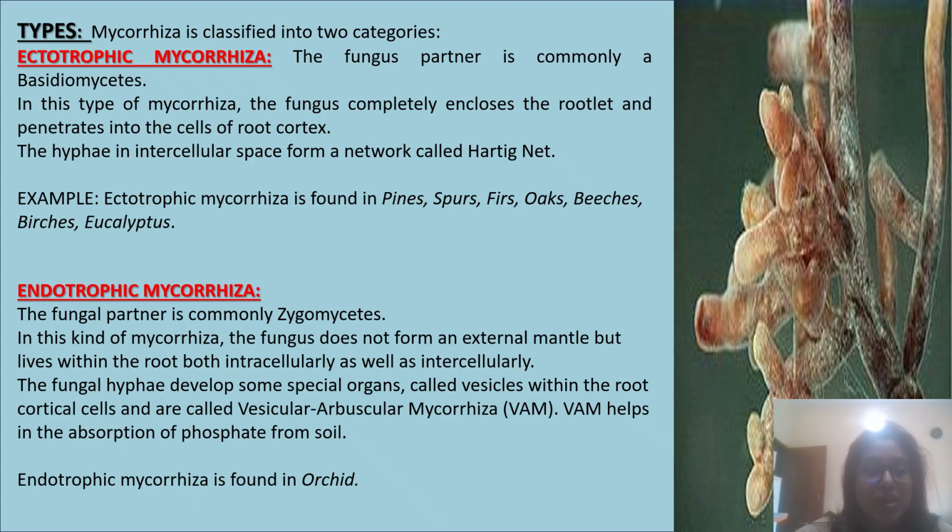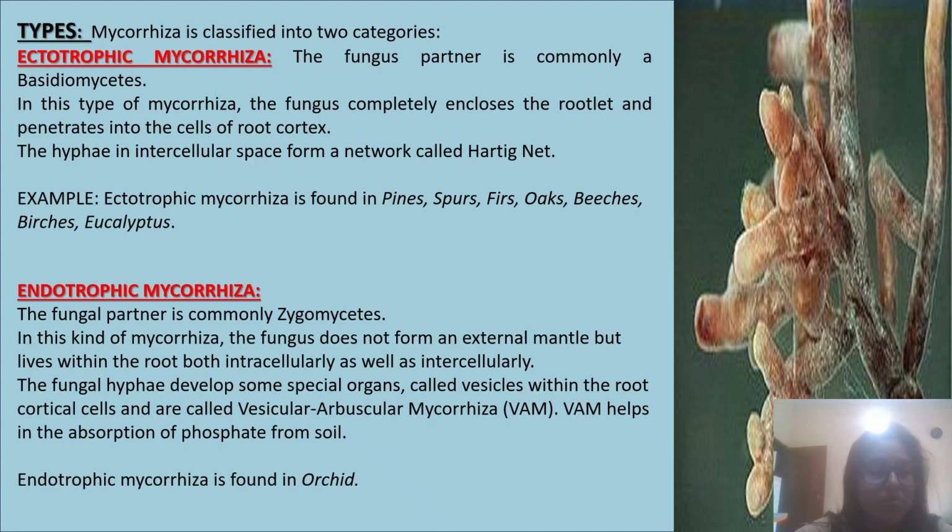In this type of mycorrhiza, the fungus completely encloses the rootlet and penetrates into the cells of the root cortex. The hyphae in the intercellular space form a network called the Hartig net. For example, ectotrophic mycorrhiza is found in pines, spruce, firs, oaks, beeches, birches, and eucalyptus.